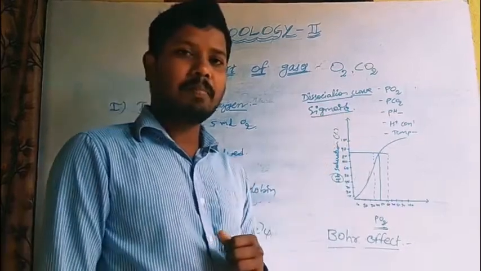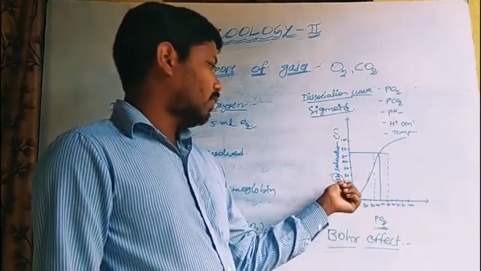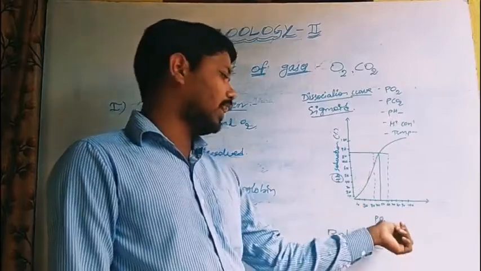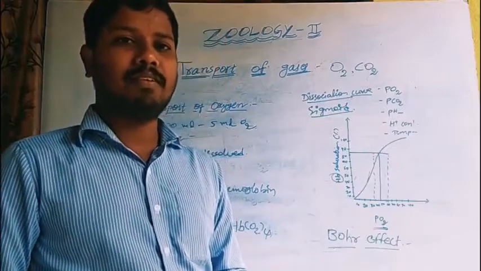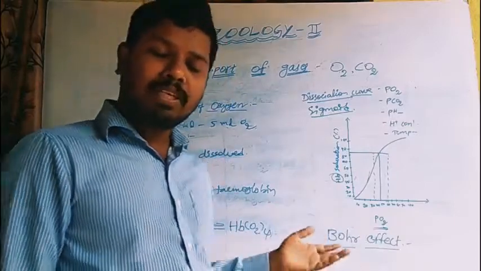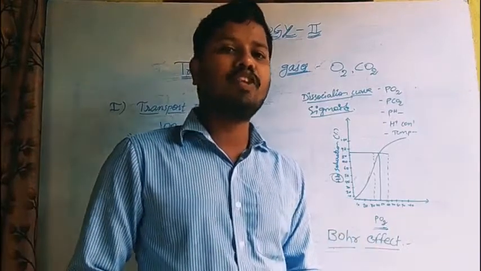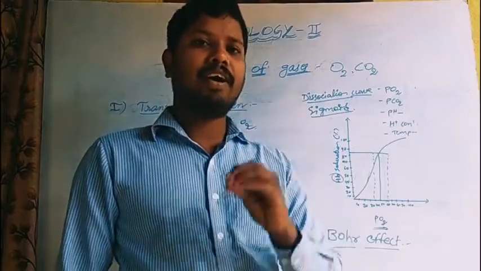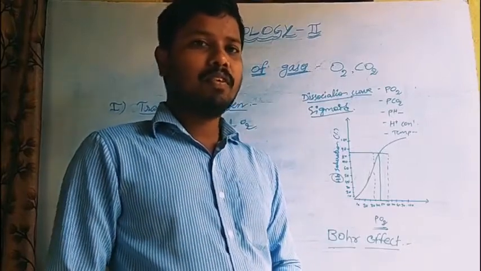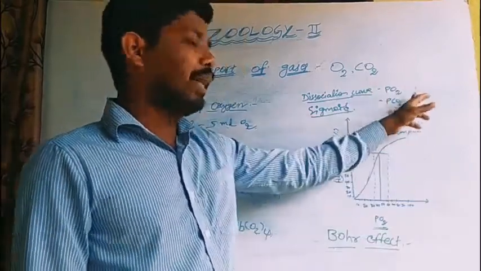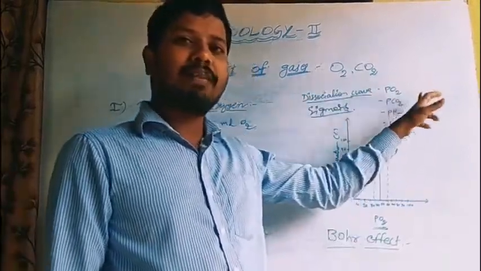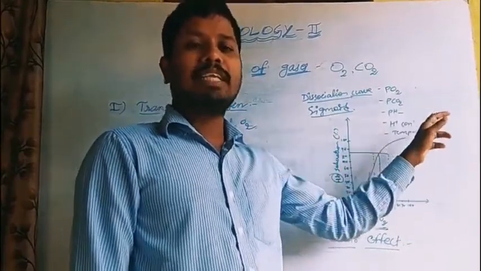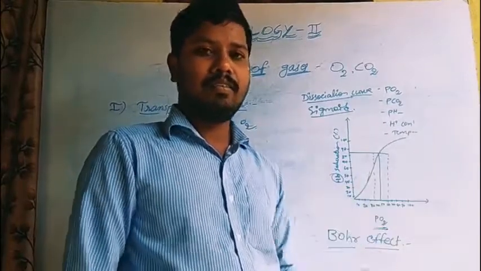The sigmoid curve is obtained when the percentage saturation of hemoglobin with oxygen is plotted against the partial pressure of oxygen. The formation and dissociation of oxyhemoglobin is affected by 5 factors. These factors are partial pressure of oxygen, partial pressure of carbon dioxide, pH level, concentration of hydrogen ions, and temperature.